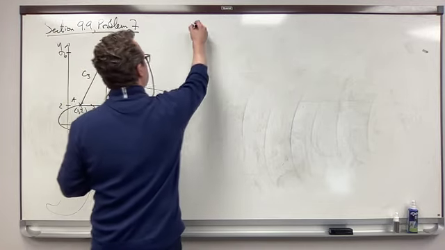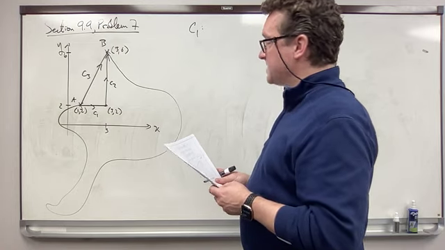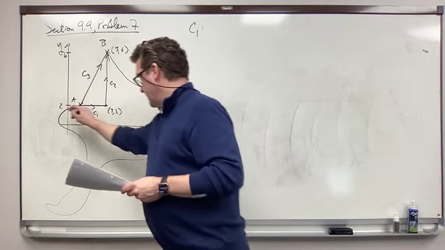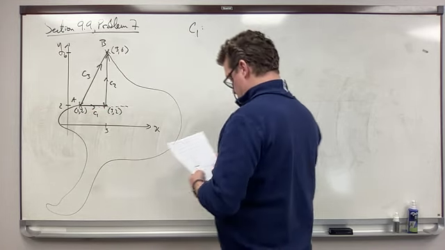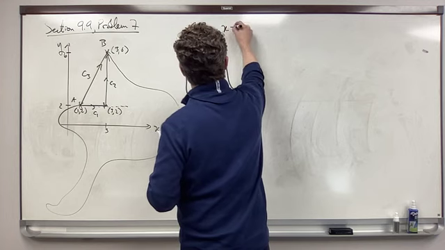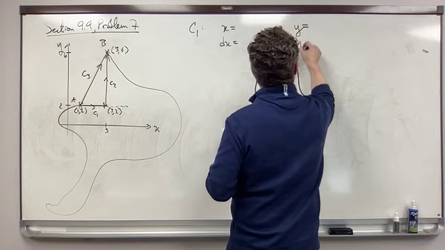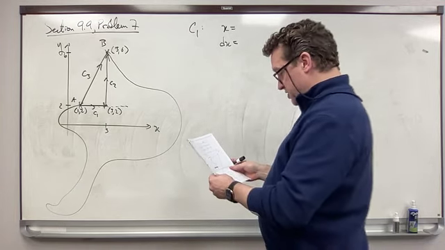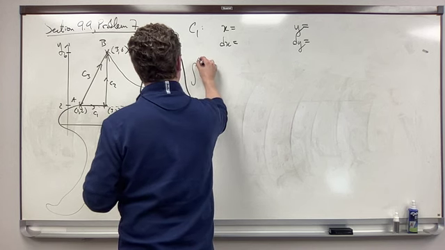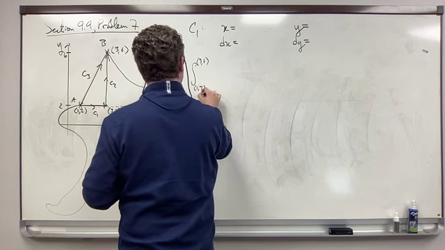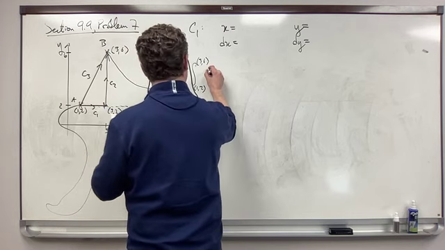So let's look at C1. Along C1, we're varying x and keeping y constant, right? y is constant at the value 2. x goes from 1 to 3. So along C1, I'll just say, well, x equals, and then what was y equal? Then what is dx equal? And what is dy equal? Because those are the things that I need. Because remember, I'm going to do this integral. This is what we're doing.